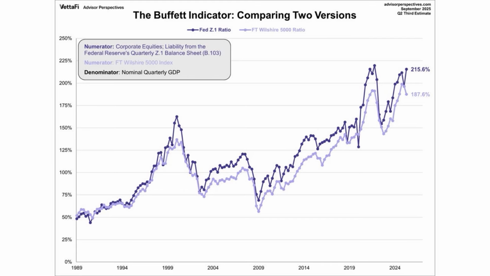Looking at the two versions, the Fed's Z1 ratio and the Wilshire 5000 ratio, over their common time frame, starting in 1989, we can see that they are highly correlated. Though the Fed data has slightly more volatility, they're essentially telling the same story.